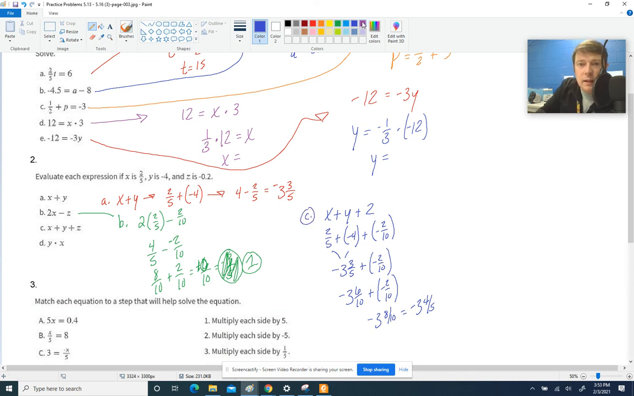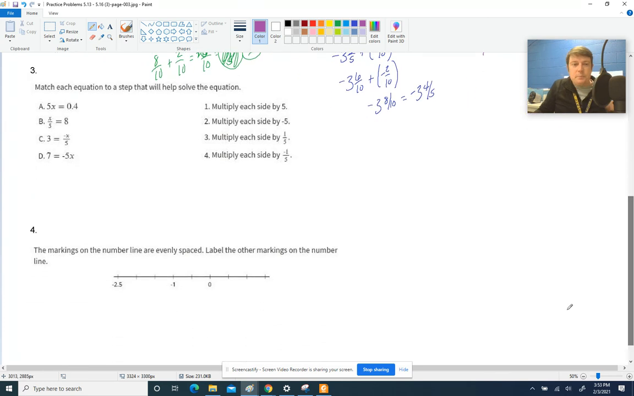And then D, last one. D is y times x, and that would be -4 times 2/5. And the answer is going to be negative because it's negative times a positive. And you've got -4 over 1 times 2 over 5. The answer is -8/5. I'll accept that. Or -1 3/5. Either one of those would be fine. All right, let's move on to the third problem on this set.